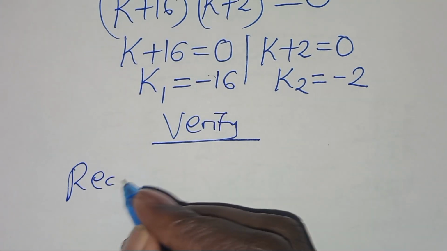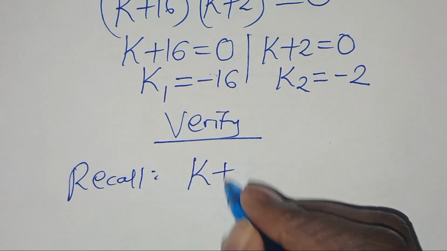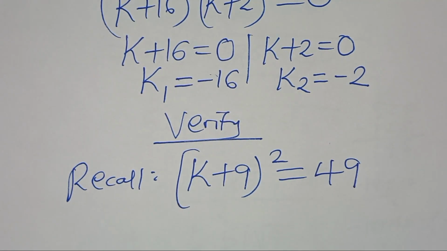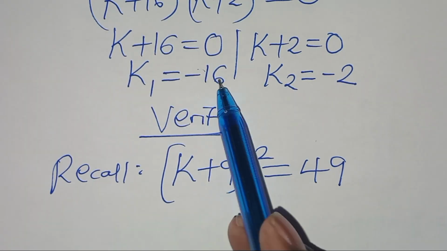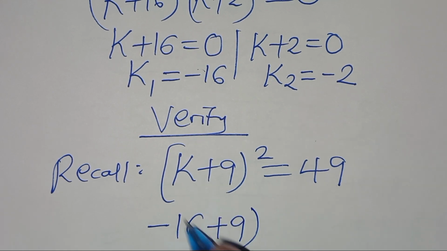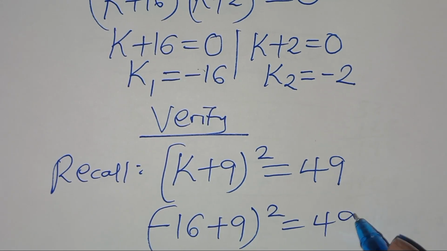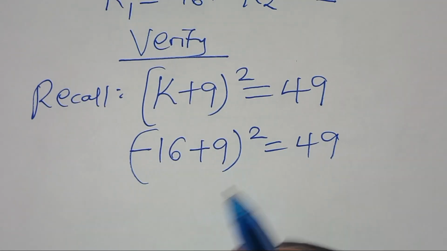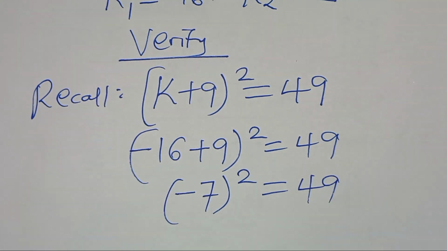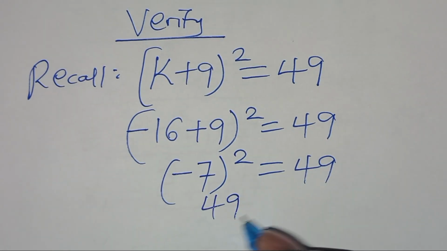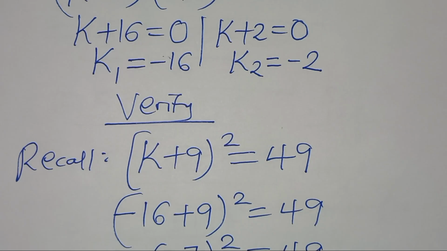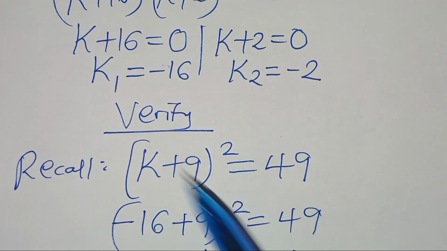Now, if you recall again, (k + 9)^2 should give us a value of 49. So let's substitute the first value of k, which is minus 16. So this is (-16 + 9)^2. This should give us a value of 49. So minus 16 plus 9 is minus 7, squared. So minus 7 squared is 49, and this is equal to 49. So this means that the value of k1, which is minus 16, satisfies the equation.